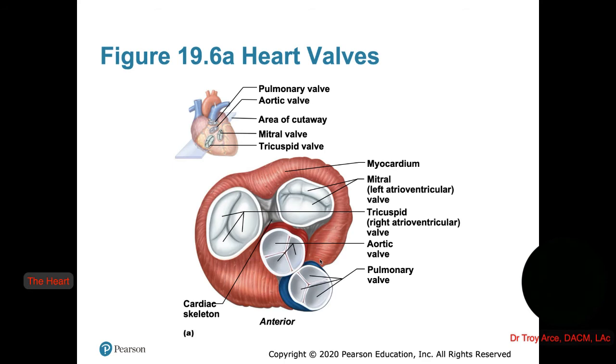Okay, here's another picture. Again, we can touch on what the tricuspid and the mitral valves are there for. One's on the left side. We reviewed that. If you want to revise that, go back a few slides. Now, we're more familiar with the aortic valves and the pulmonary valves and what they do.